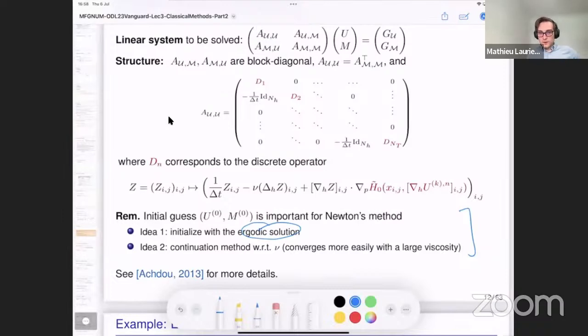Another idea is to use a continuation method: start with a high viscosity and solve the problem, then use that as an initial guess for the problem with a smaller viscosity. It tends to work well because when you have a large viscosity, the problem is very smooth and the solution is easier to compute for the algorithm. So you solve this one and then you decrease the viscosity and continue.